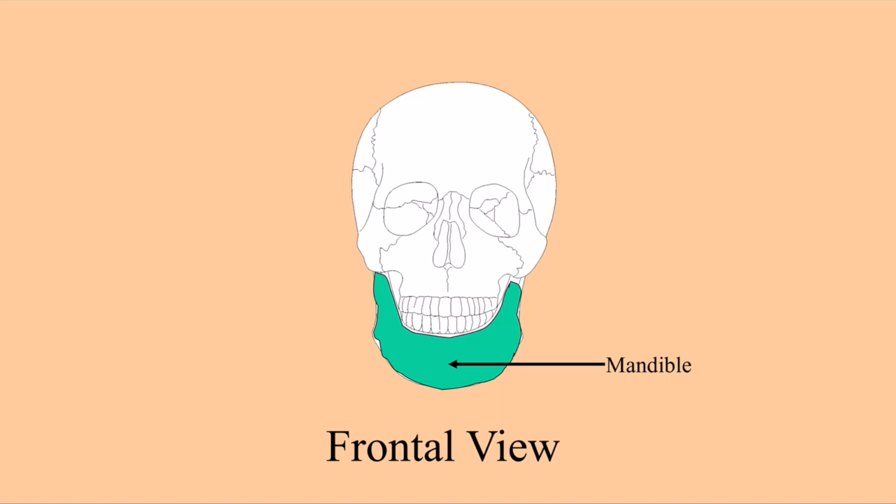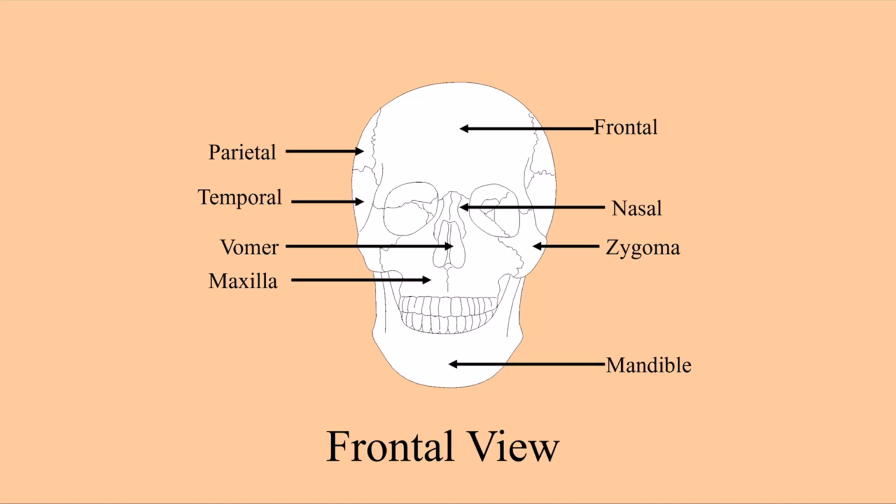Mandible is a median bone that forms the lower jaw. It is the largest and strongest facial bone. It is the only movable bone of the skull. It has a curved horizontal body and two perpendicular branches. It has the lower row of teeth locked in it. In frontal view, here we see all the frontal, parietal, temporal, nasal, vomer, zygoma, maxilla and mandible bones.